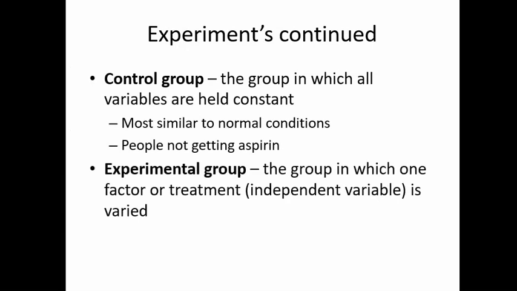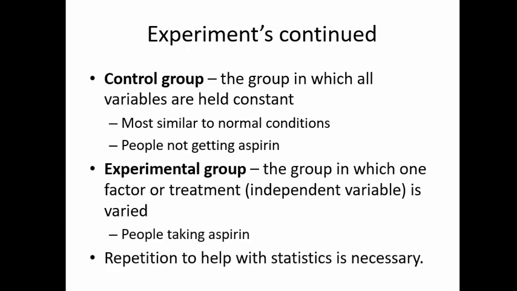On the other hand, the experimental group is the group in which one factor or treatment, that's the independent variable, is varied. They get something different. They get medicine. Or some plants get fertilizer, and other plants just get regular old dirt. That would be the control group. People taking aspirin would be the example of the experimental group in the one example I've been talking about. The larger the groups you get, the more it helps with statistics to show that there's an actual effect of the variable that the scientists are manipulating.